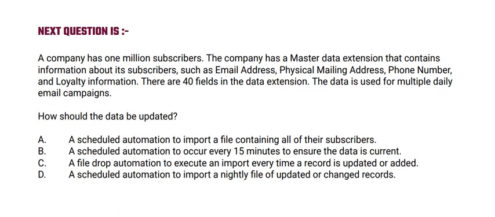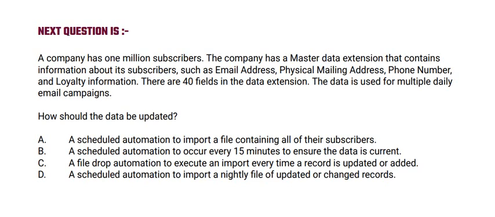Next question is, a company has 1 million subscribers. The company has a master data extension that contains information about its subscribers, such as email address, physical mailing address, phone number, and loyalty information. There are 40 fields in the data extension. The data is used for multiple daily email campaigns. How should the data be updated?